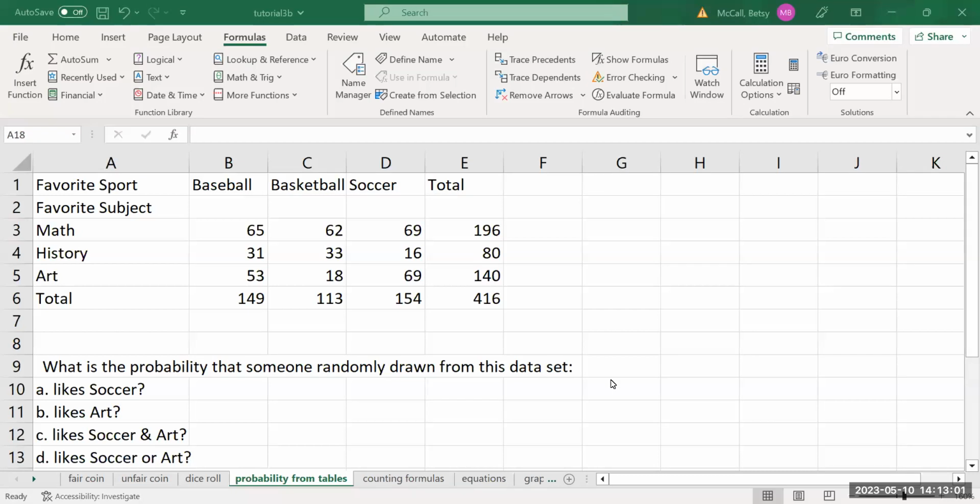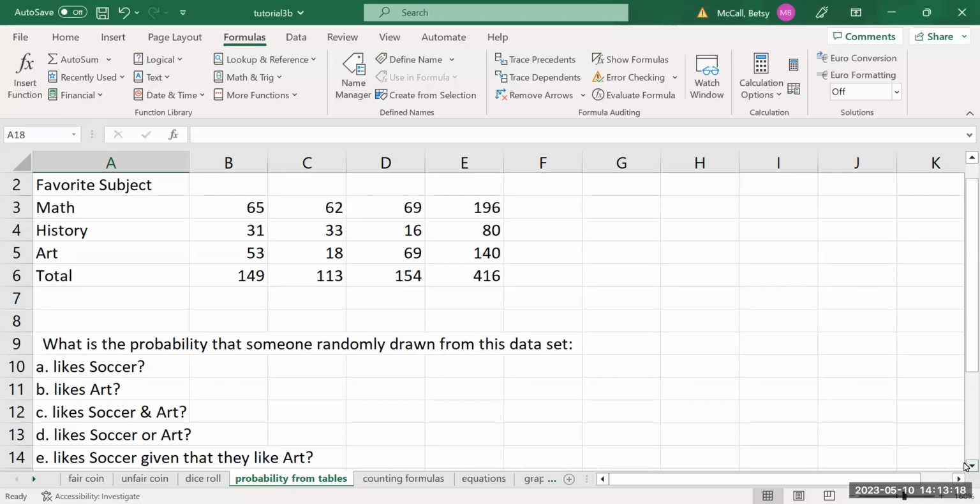Now, there's nothing in particular about this example that requires you to have Excel, since we already have the two-way table created. But it certainly will allow us to represent our values that we calculate as either decimals, percentages, or fractions very easily.